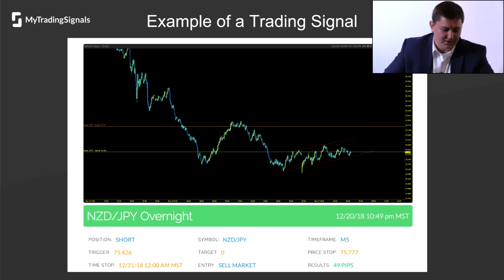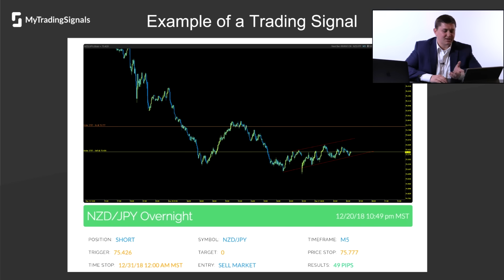And at the bottom right, you can see the results of the signal. You can see that we made 49 pips on that particular trade. Sometimes those will be negative. We obviously have negative trades as well, and we'll talk more about that in a moment. But that's a typical signal.